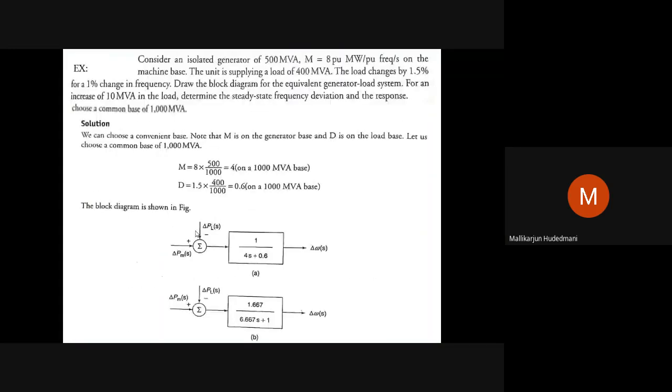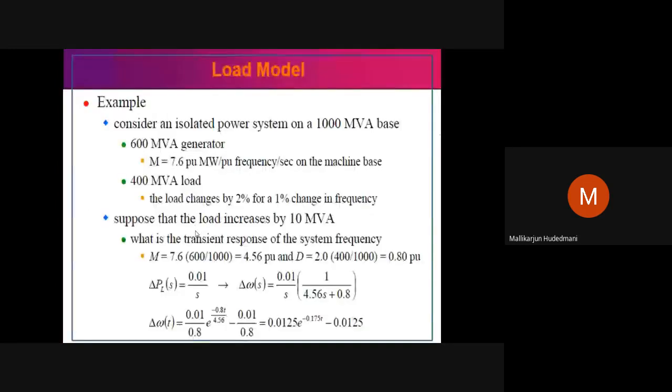Next, moving to another simple concept, which I would like to show you here. Where is that?